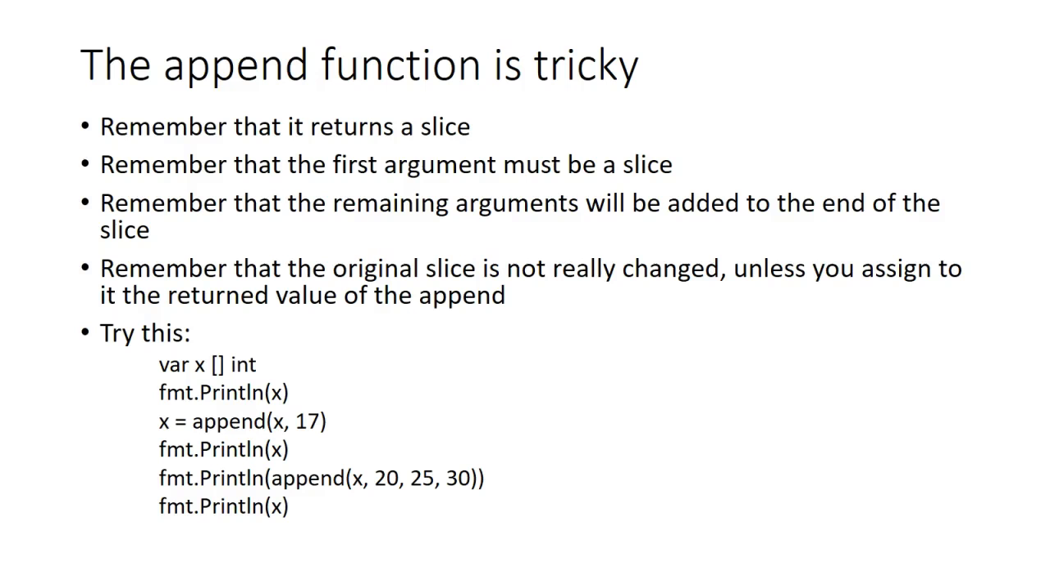Now I've got another append in the middle of a print. This gets tricky. In the middle of a print is this append, which takes x and wants to tack on 20, 25, and 30. What do you think is going to be printed as a result of this print? By the way, Professor Glass loves to ask questions like this on a quiz. Forget the bottom line. What's going to be printed as a result of that line only?